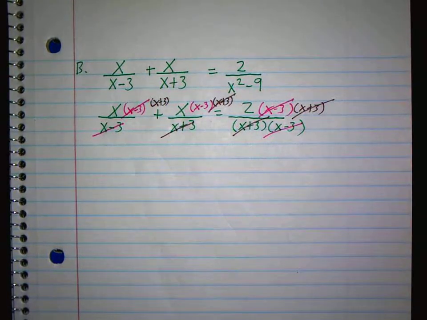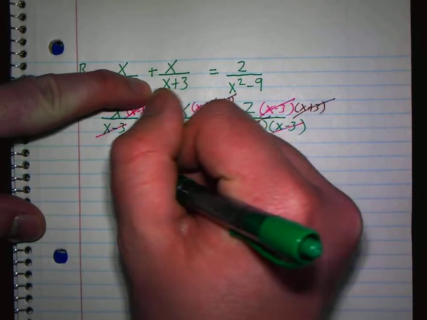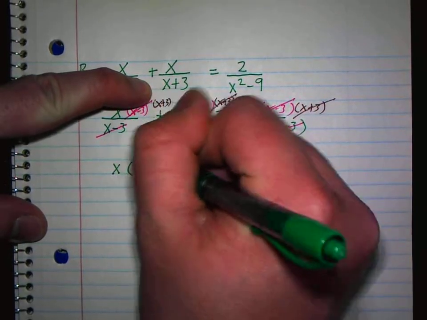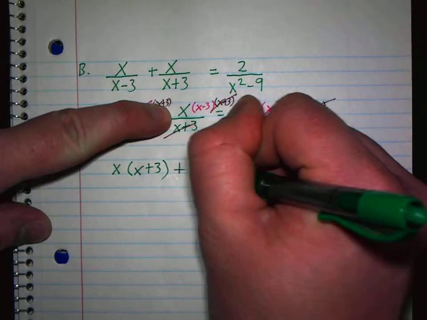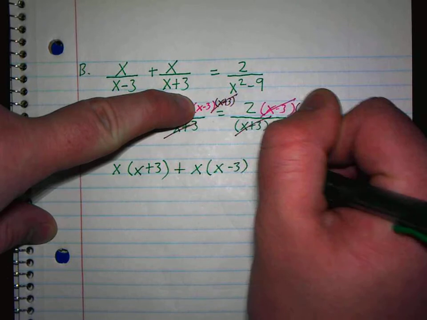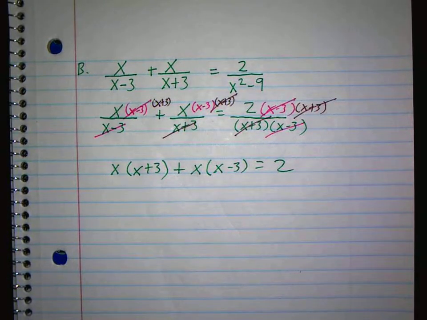I write down what's left over. What's left over is x plus 3, make sure you put that in parentheses, plus x minus 3 equals 2. That is all that's left over. Now from there, that's not quite an algebra 1 problem. Now we're at the level of algebra 2 and maybe algebra 3, okay?